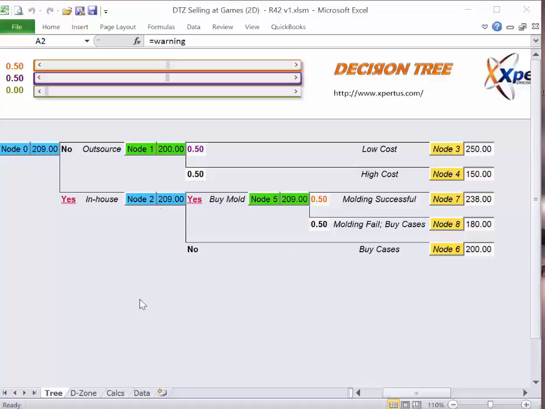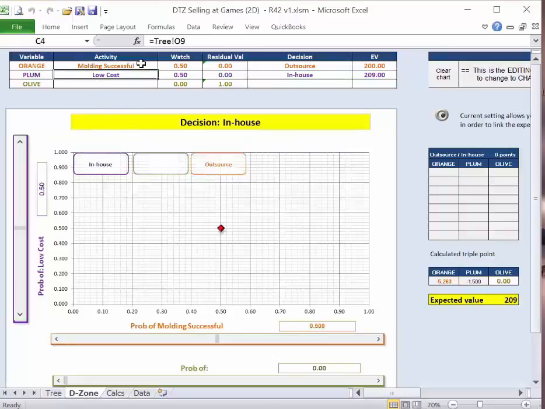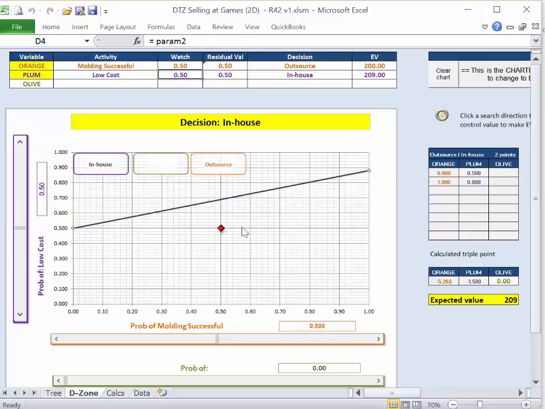To better understand this problem, let's go ahead and plot our zone map. Here we have our molding successful and low cost, and the outsource and in-house options already set in place. Let's clear chart and plot. And here we have a demarcation line. And this zone appears to be in-house. But see what happens as I move out. From what we learned, when the diamond crosses this line, it should move to another region.